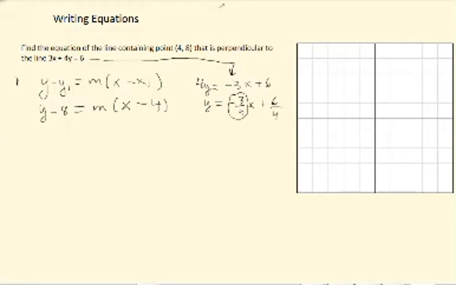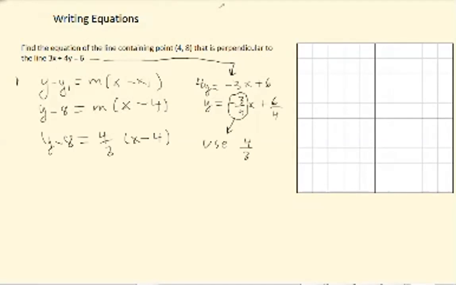Because if I'm going to write an equation that's perpendicular to this line, then I need to use the negative reciprocal of this, which would be a 4 over 3. So I'm going to use 4 over 3 as my slope over here. So I have y minus 8 equals 4/3 x minus 4. And that's the equation. You can tidy it up a bit.